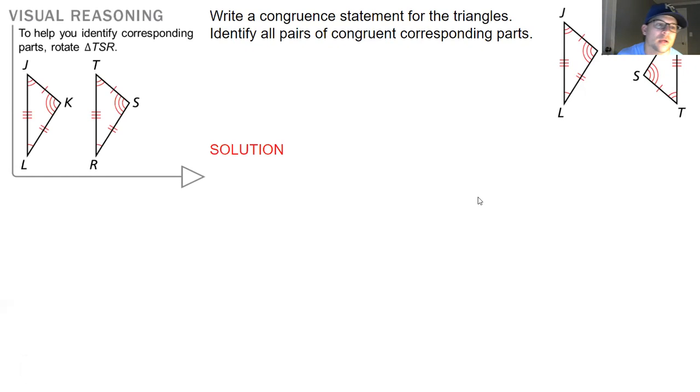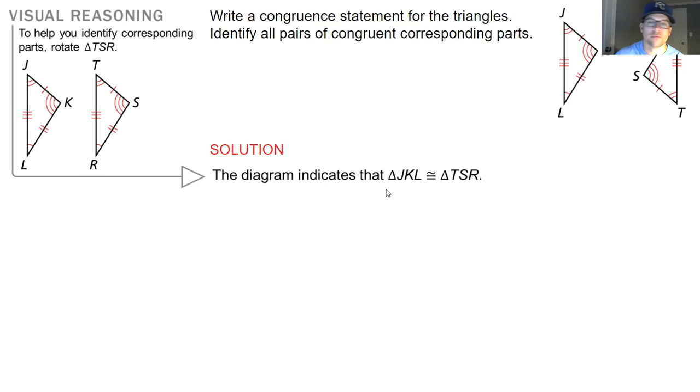So to figure out which parts are corresponding, we can either look at just the given marks, or we can rotate this triangle around so that they are facing the same direction, so that it's set up similar to how our parallel lines were, where things are facing the same direction. So the diagram would tell us then that triangle JKL is congruent to TSR, and the order is going to matter. So your first one is set up as JKL. You need to make the exact same motion for your second one, TSR.